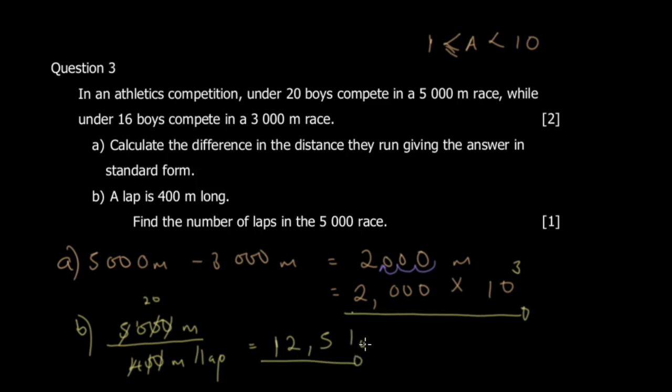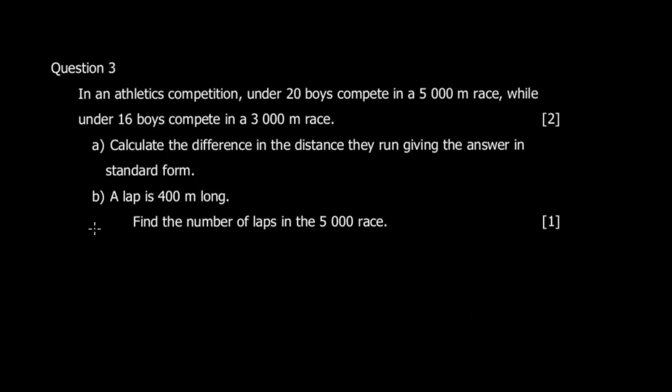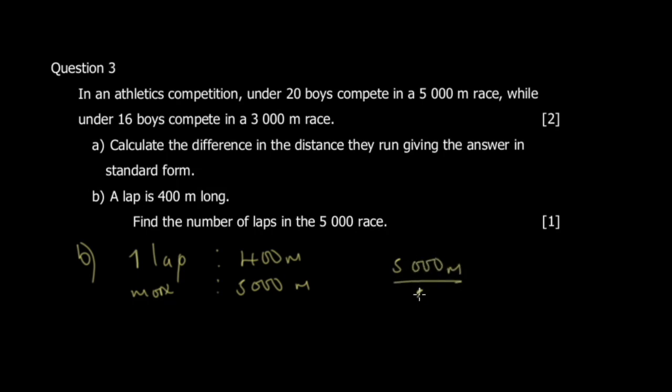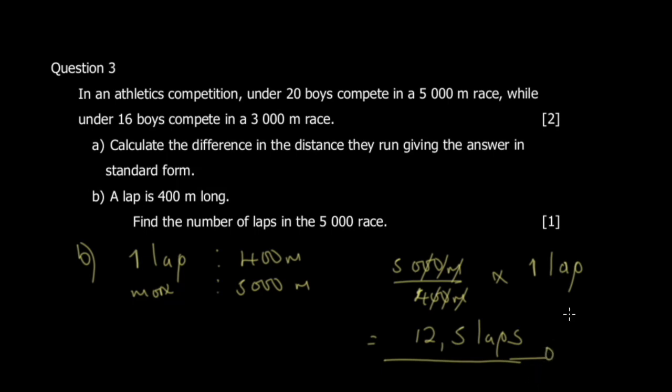So 12.5 laps. I had said I'll show you a good way to go about it if you don't understand it directly. You're told that 1 lap is to 400 meters, a simple proportion. How many laps are 5,000 meters? Obviously it'd be more. If it's more, we say bigger number on top. So 5,000 meters over 400 meters times 1 lap. The meters cancel, and you still get 12.5 laps. So this is done. Let's quickly move to question 4.